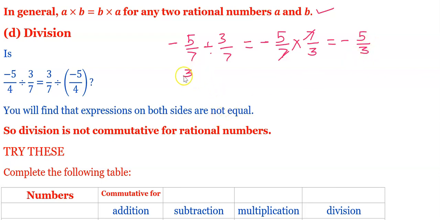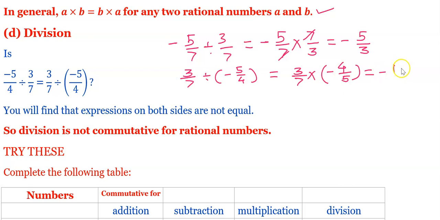Next, 3 by 7 divided by minus 5 by 4. And here you will get 3 by 7 into, in bracket, minus 4 by 5. If we take their multiplication, then you will get minus 12 upon 35. Now again these two are not equal, and therefore the division is not commutative for the rational numbers.